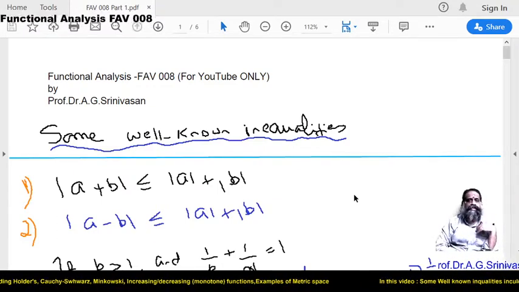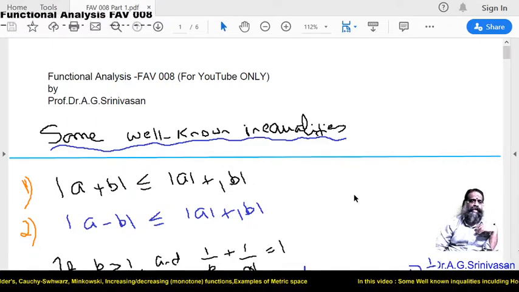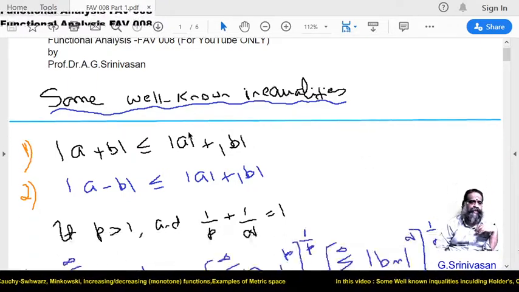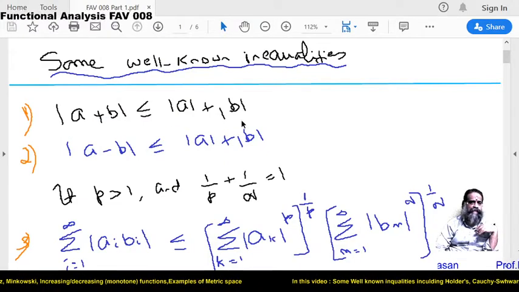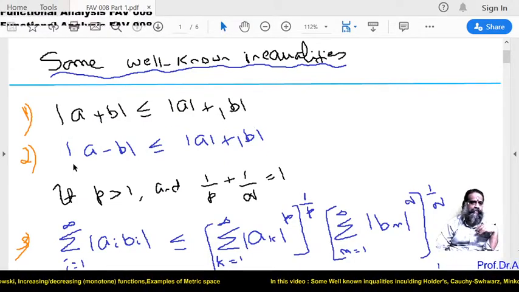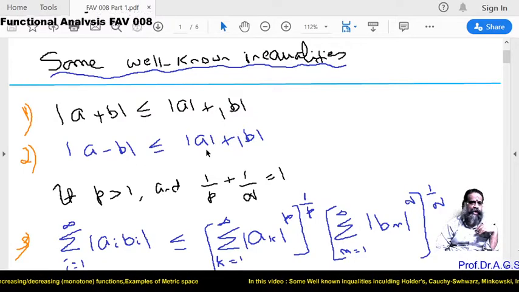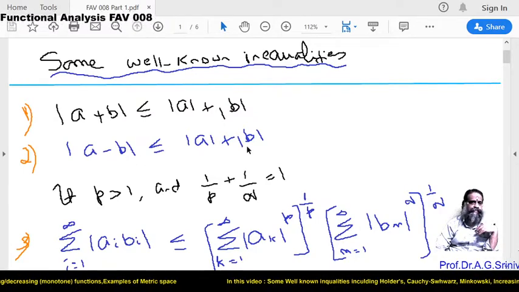Let's start with some well-known inequalities. Number 1, modulus A plus B is less than or equal to mod A plus mod B. Modulus A minus B is less than or equal to mod A plus mod B.